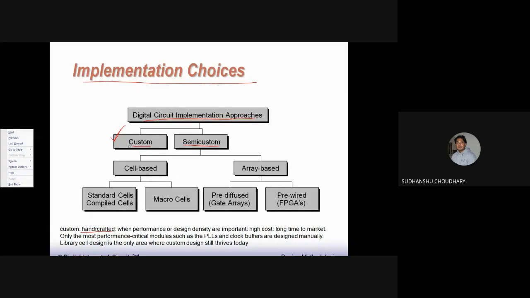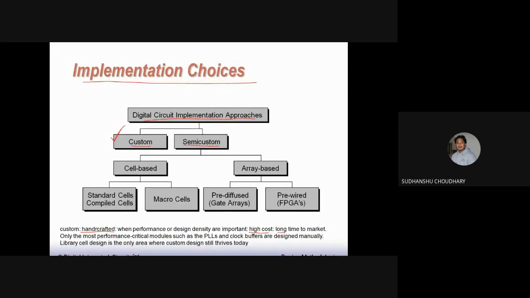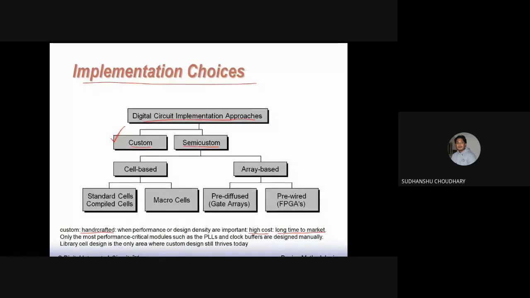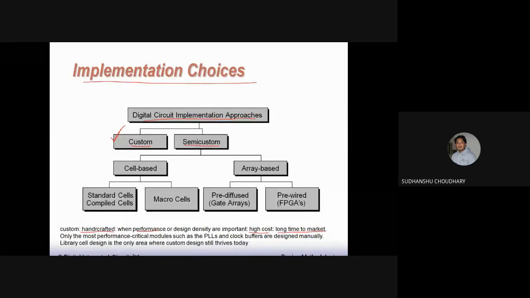Now the problem with this custom approach is, since it has to be done by some designer from scratch, everything has to be handcrafted, so the cost is very high. That is, the cost of implementation is very high, and also the time to implement that chip will be very large, right? So that is the disadvantage. But yes, the advantage is that high performance can be achieved, and also high density integrated circuits can be produced.